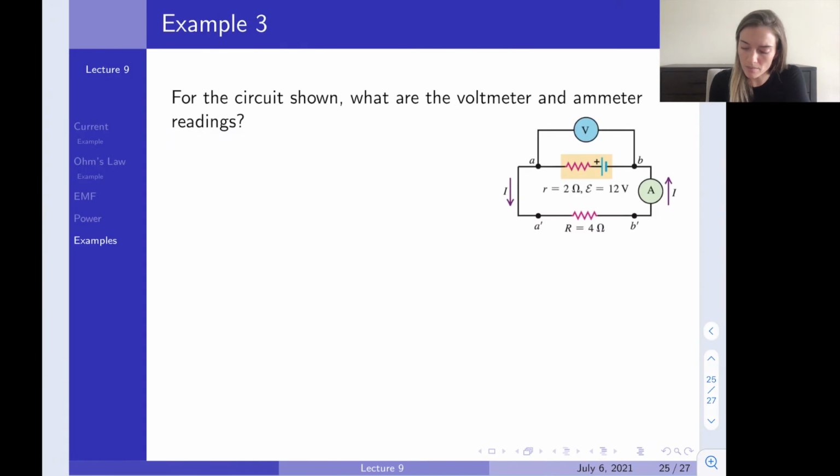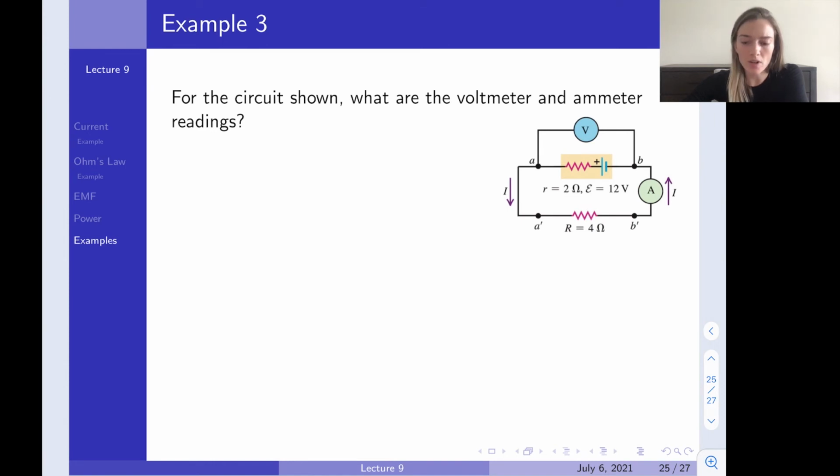Now let's do some examples using this. So we have, for the circuit shown, what are the voltmeter and ammeter readings? So we want to figure out what's the potential difference between point A and point B, and then what's the current going through A. Okay, so here we have a battery with an internal resistance of 2 ohms, an EMF of 12 volts, and then we have another resistor over here of 4 ohms.